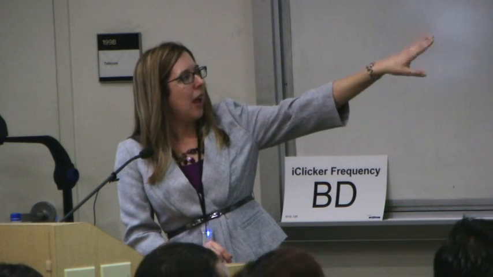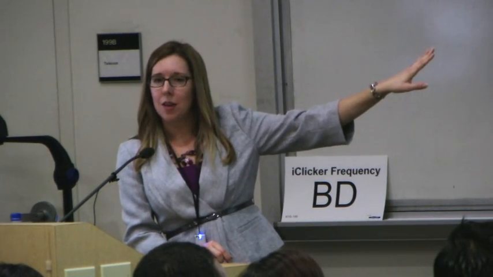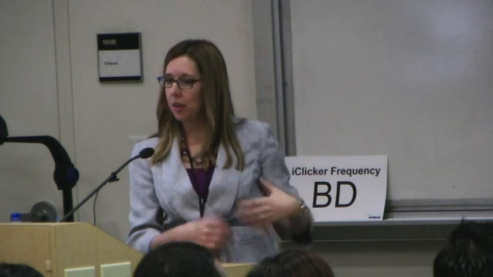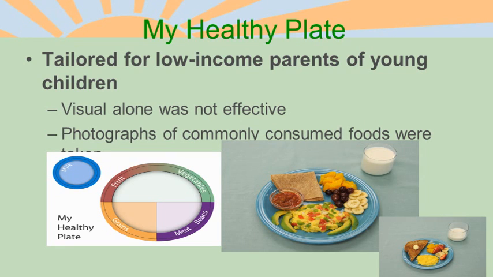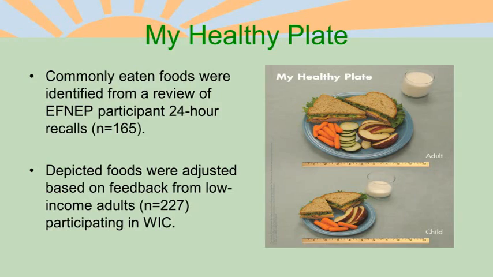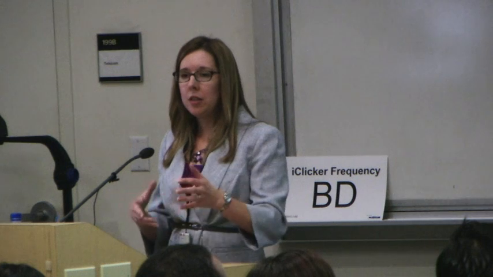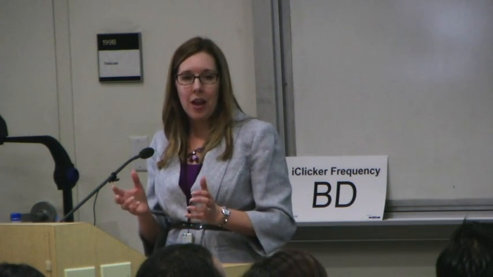But what our extension advisors found is that this kind of abstract graphic wasn't working as well as they thought it should. And they interviewed parents to see what was going on. And what they said is that they needed actual photos of what the foods they eat would look like on a plate in these desired proportions. Okay. So what was done is that foods that were commonly eaten by participants in the expanded food and nutrition education program were reviewed, and commonly eaten foods were then put into proportions and photographed.